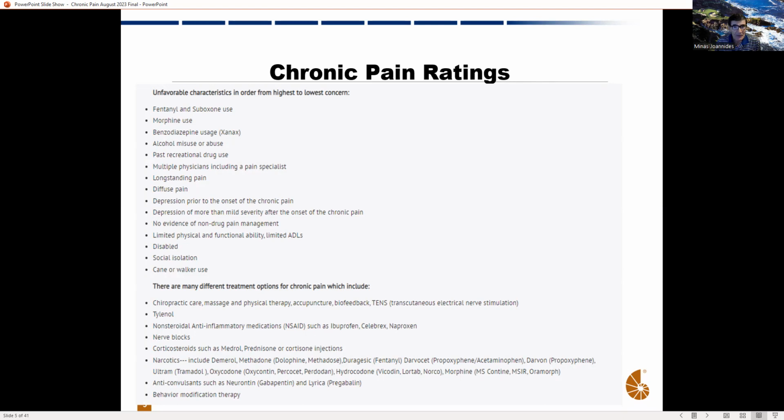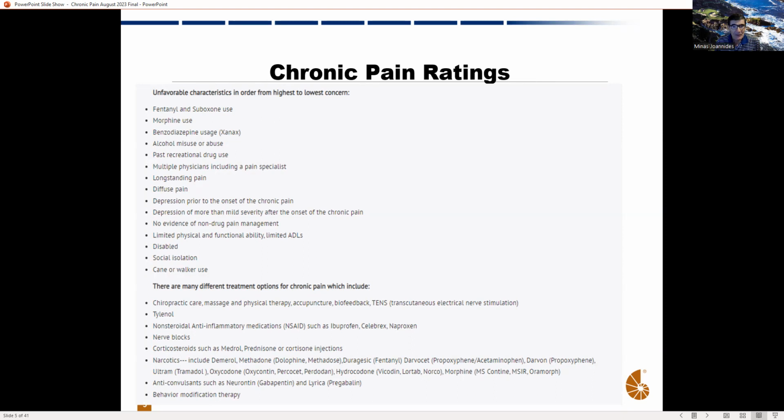Multiple physicians, including a pain specialist treating the pain with medications, long-standing pain, diffuse pain, depression, and no evidence of non-drug pain management. In other words, there's no evidence that the patient is trying to be weaned off of drugs in order to relieve their pain. Limited physical and functional ability, limited ADLs. The applicant is disabled, socially isolated, or requires the use of a cane or walker.